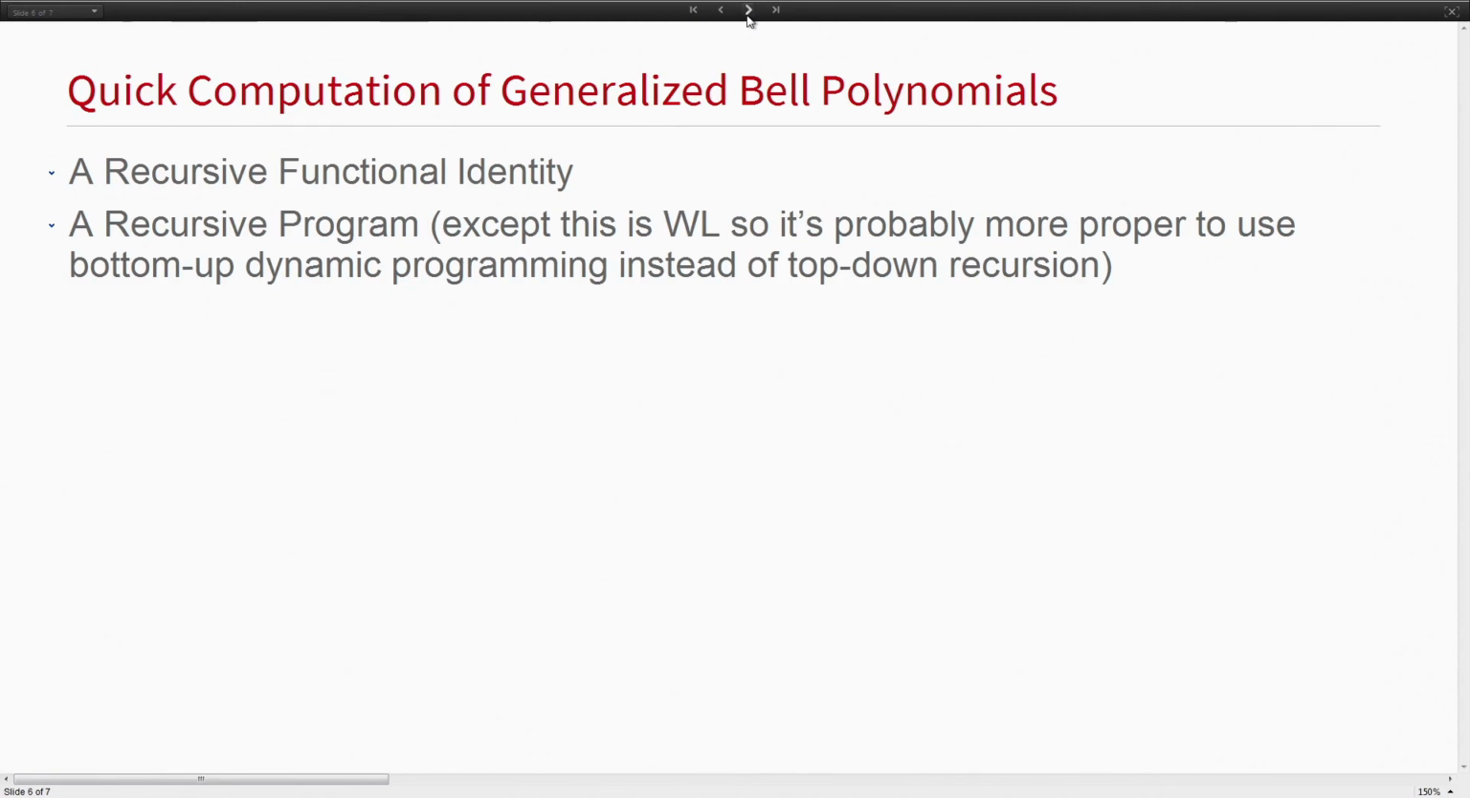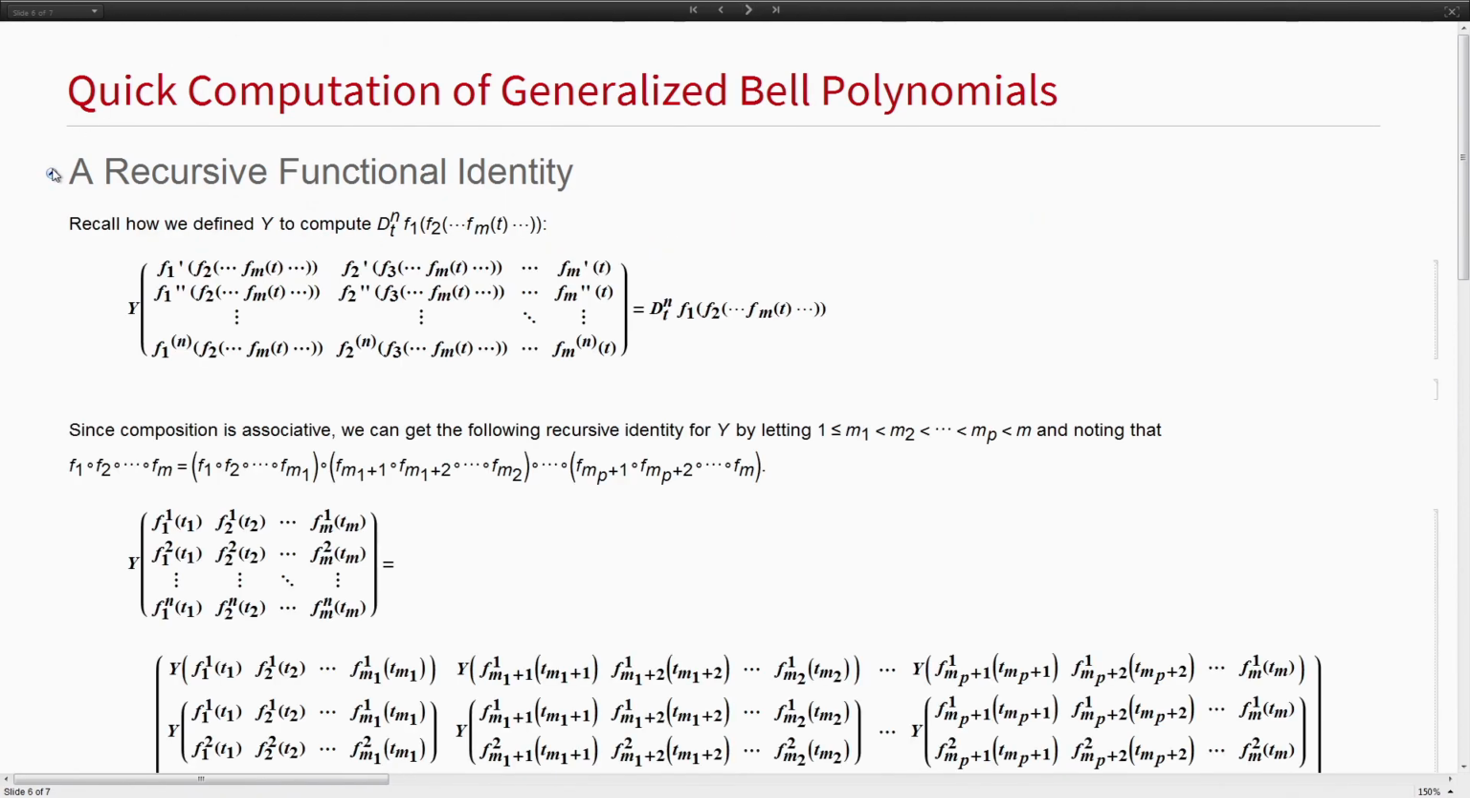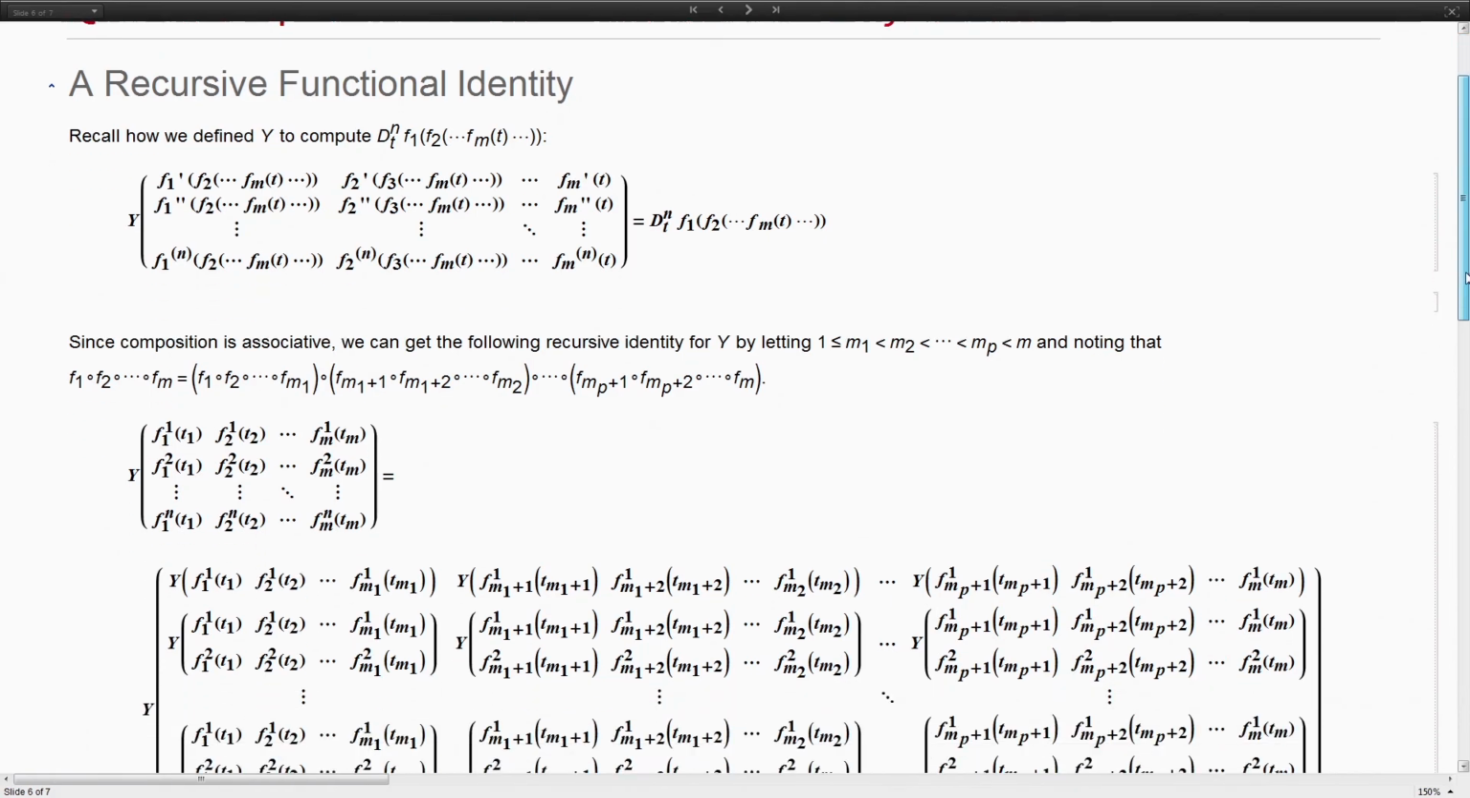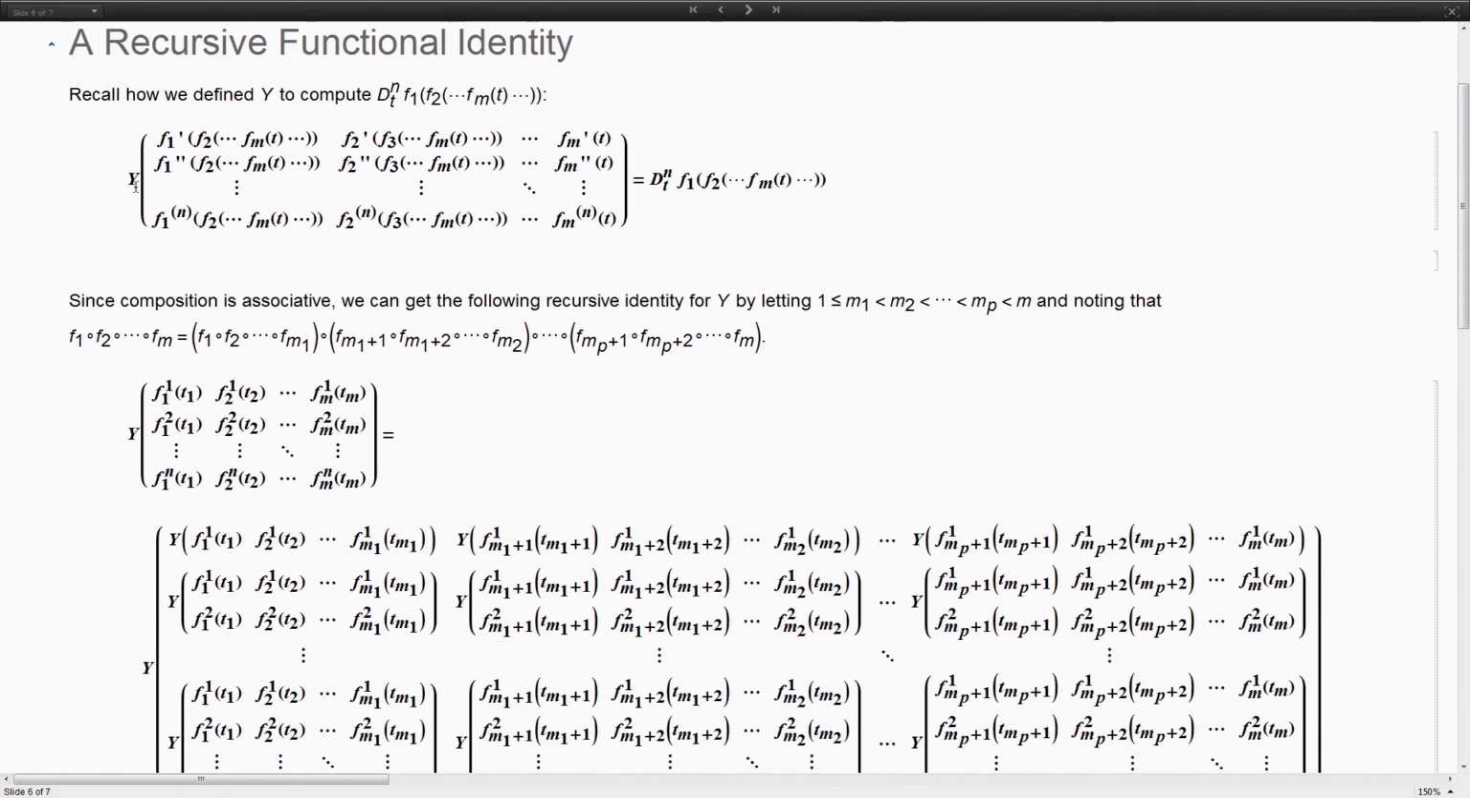So the last thing I'm going to talk about is a quick way to compute these generalized Bell polynomials, using their meaning as a means of differentiating these compositions of functions. Thinking of the definition of these polynomials in terms of differentiating the composition of functions, we can notice that composition is associative.